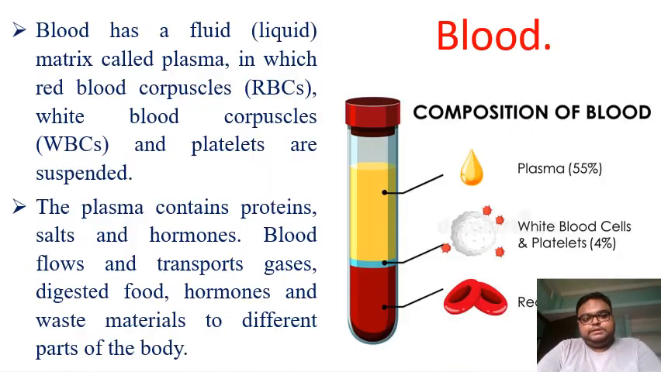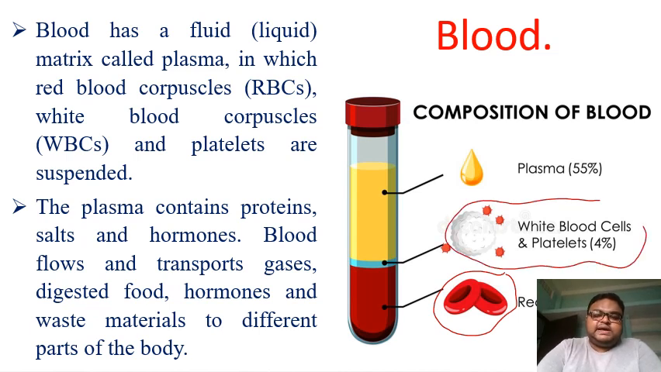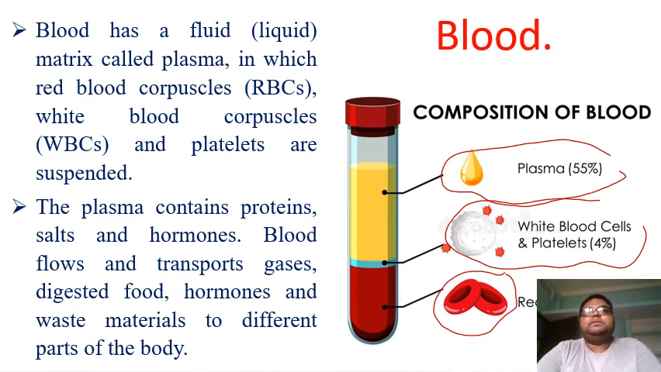Students, you might have seen that RBC is there in the blood, WBC is there in the blood, plasma is there in the blood. So blood is a fluid. Fluid means liquid. Blood has a fluid which is called plasma. This liquid component that you are seeing in the blood is the plasma. And in the plasma, RBC is there, WBC is there, platelets are there.